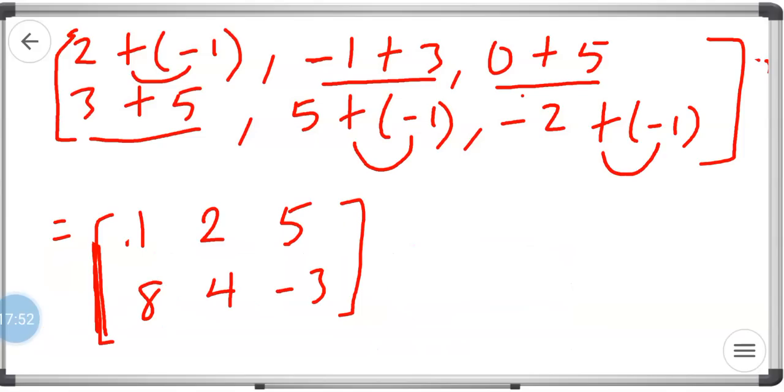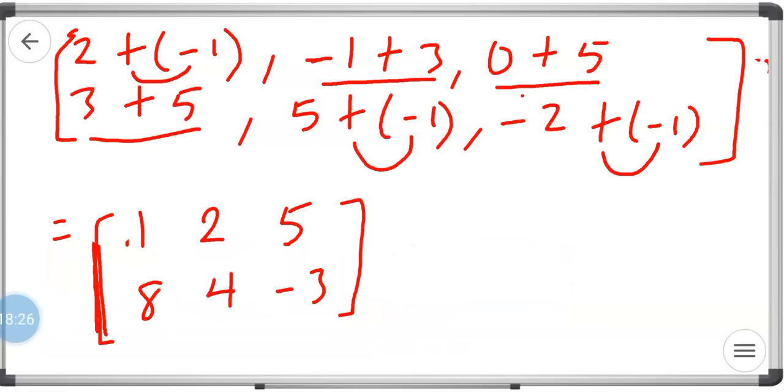So after adding the matrices that were given to us, matrix A and matrix B, we got 1, 2, 5, and 8, 4, minus 3. If you look at this solution, you observe that this answer is in the same form as the matrices that were given to us. Which means if two matrices are of the same order, we can add them together and the result will also be in the same form.